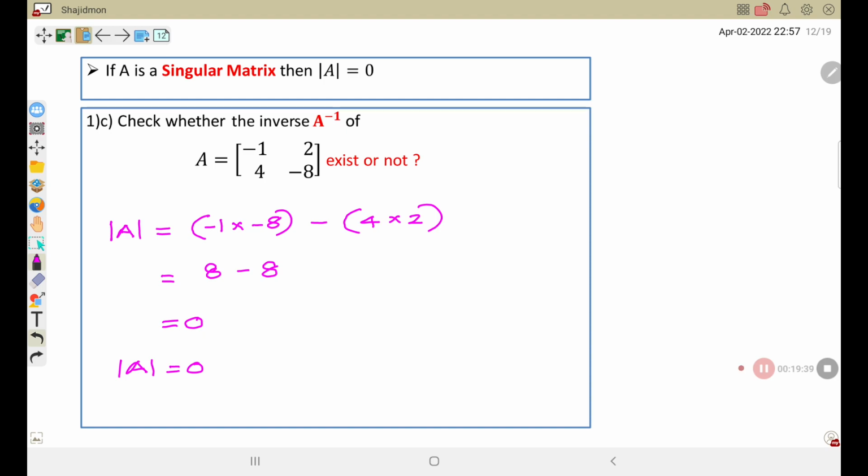Determinant A equal to 0 means, as I told you, A inverse does not exist. That matrix is not invertible, correct? That means the inverse does not exist. Determinant A equal to 0 means not invertible, which means it is a singular matrix. So if it is a singular matrix, A inverse is not defined here. A inverse does not exist.